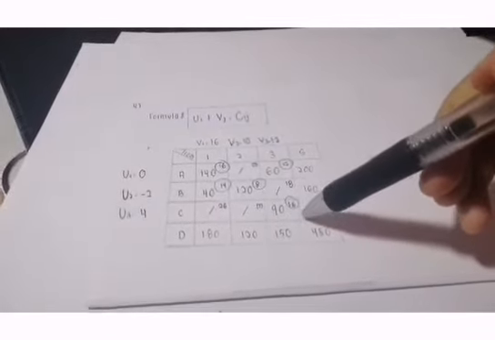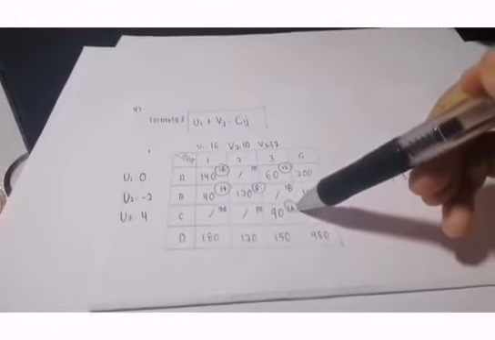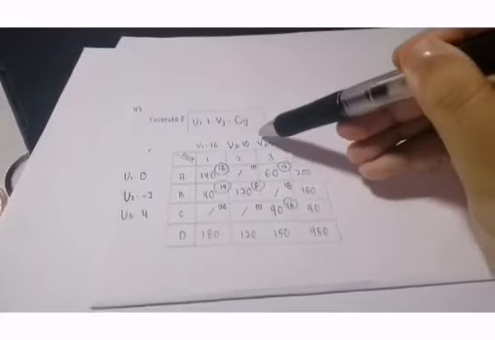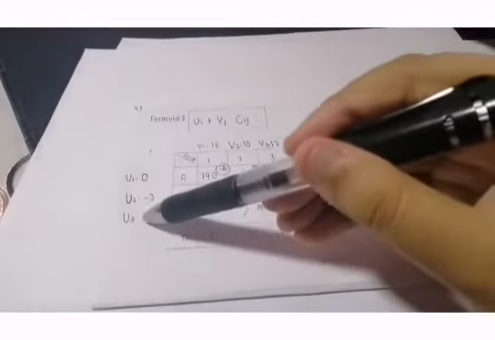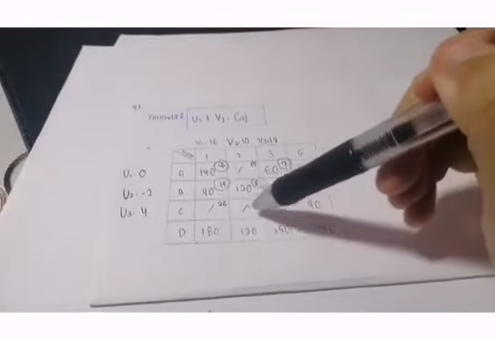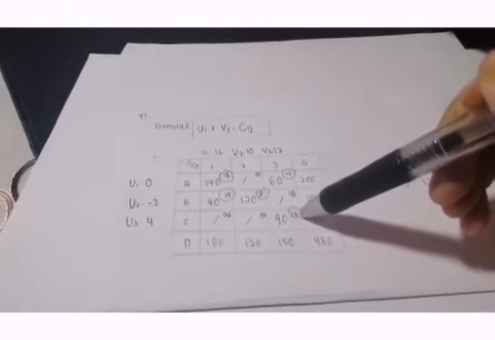For the third row, Cij is 16. The value for V3 is 12. So we put U3 as 4 to get 16. 4 plus 12 is 16.